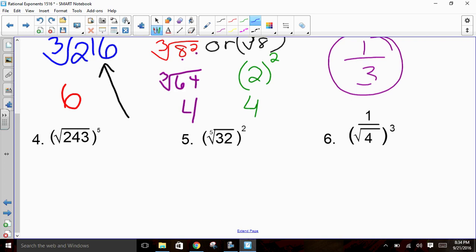So number 4, I'm going to take the square root of 243. Just kidding, that's not a perfect number, is it? So I'm going to take the 243 to the 5th power. I'm missing something. I feel like I'm missing something. So it's quite a large number. Ah, I know what it is.